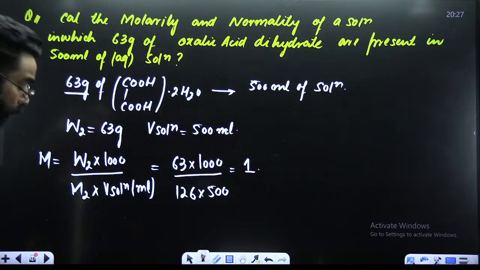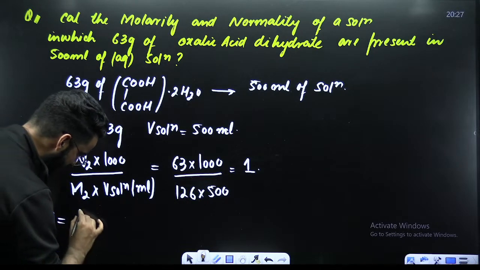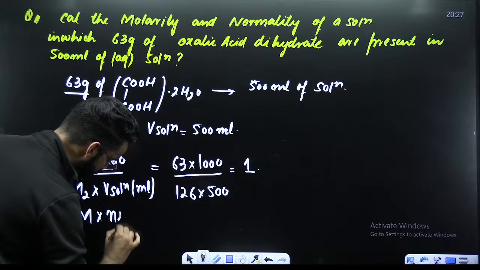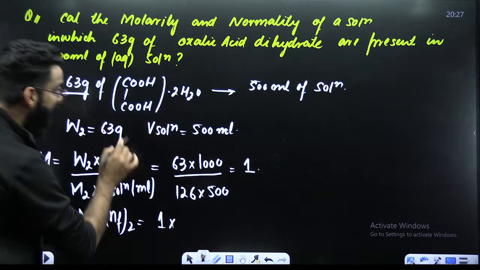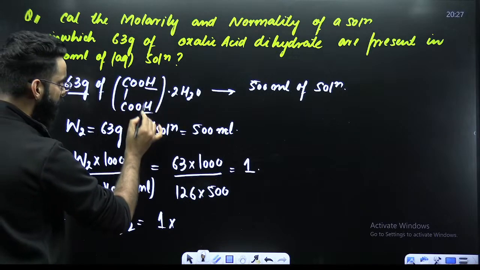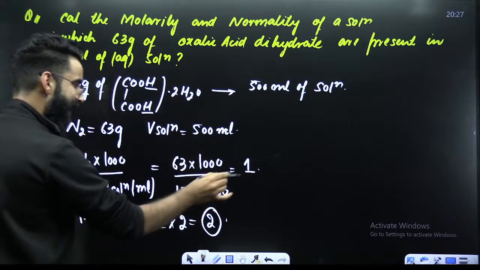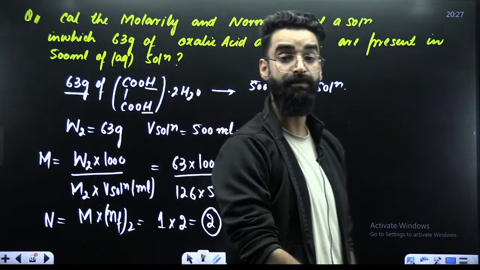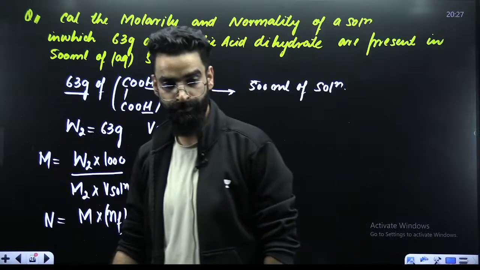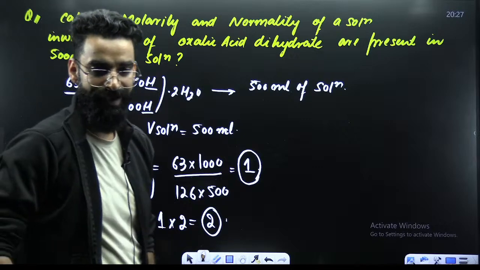My dear students, if you got the molarity, you can easily calculate normality as well. Normality is molarity multiplied by the n factor of the solute. Molarity is 1. The n factor of this oxalic acid is 2, since it can donate 2 H positives. So its normality is 2. Molarity is 1, normality is 2. These were the two things I was supposed to calculate. Am I clear, people?